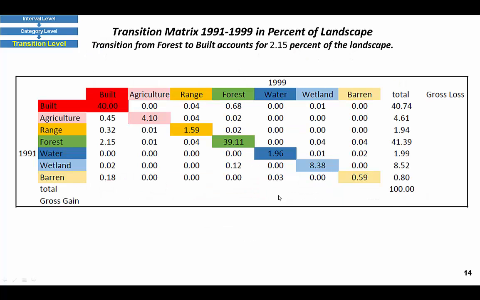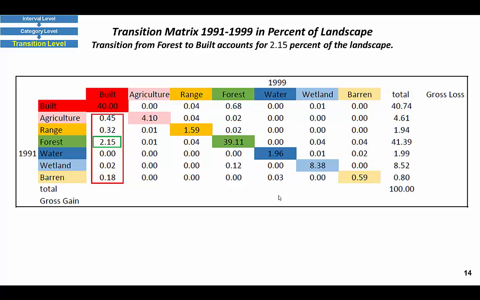The third level is the transition level. It is the most detailed level. The transition examines the sizes and intensities of the transitions within the matrix. Let's examine the gain of build. When build gains, it takes from the non-build categories in the column of the transition matrix. The transition from forest to build accounts for 2.15% of the study area, which is far greater than the amount build takes from any other categories.